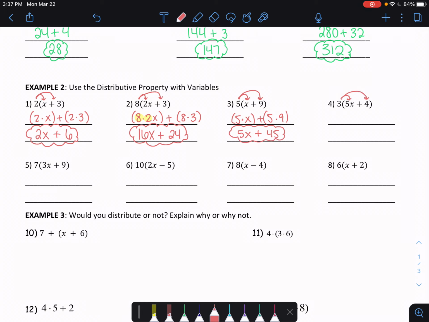Number 4 is very similar to number 2. So 3 times 5x plus 3 times 4. I'm going to multiply 3 times 5, and then I'm going to keep the x the same. So 15x plus 12.